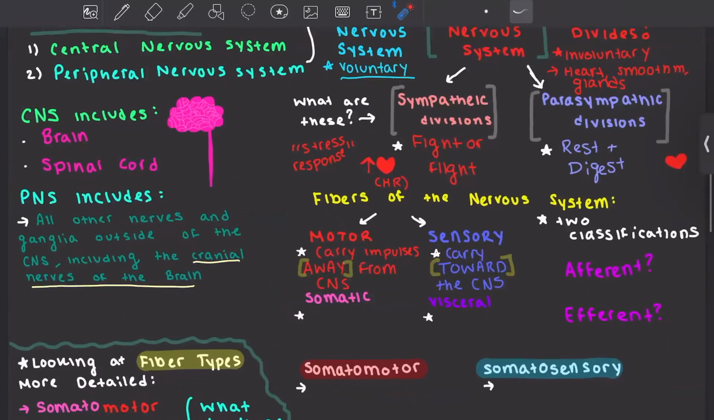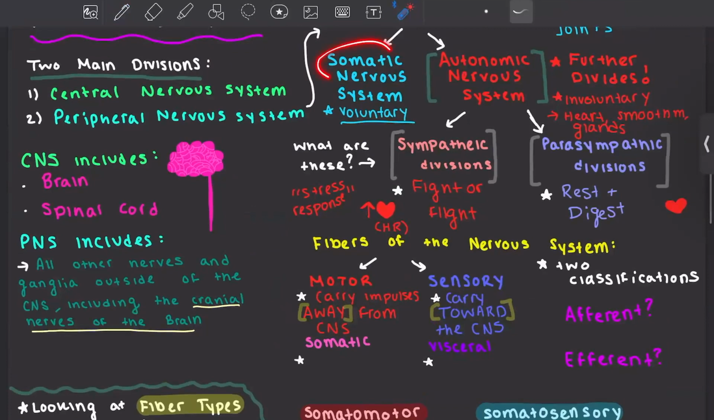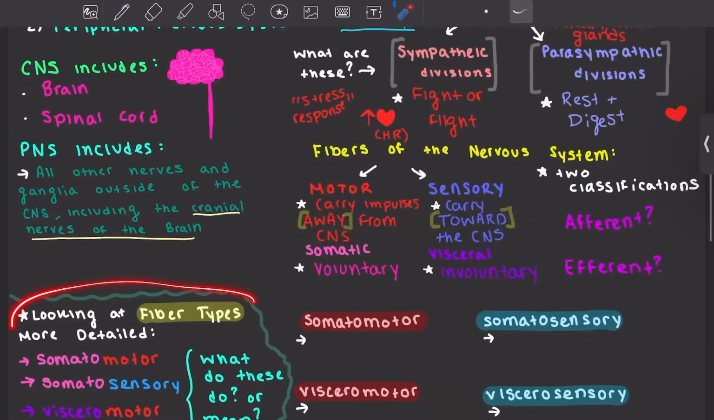So what about somatic and visceral? So somatic and visceral are basically going to be related to kind of what I talked about versus somatic versus autonomic, right? So somatic is going to be voluntary structures. And then visceral is going to be involuntary structures. So it's pretty simple. It's kind of what we just talked about, but these are terms that I think are really important to know because if we go down here, we're going to be looking at fiber types more detailed and combining these words.